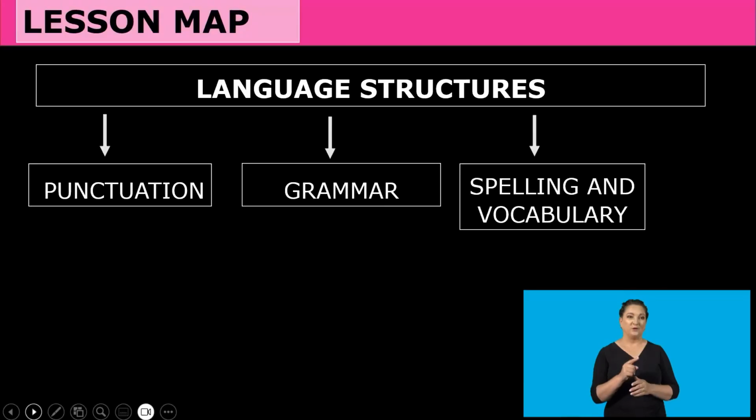We're moving on. Let's break down the lesson. So language structures, we're going to focus on punctuation, grammar, as well as spelling and vocabulary. Now you know there are other features in language structures, but this lesson is going to focus on these three elements, okay?